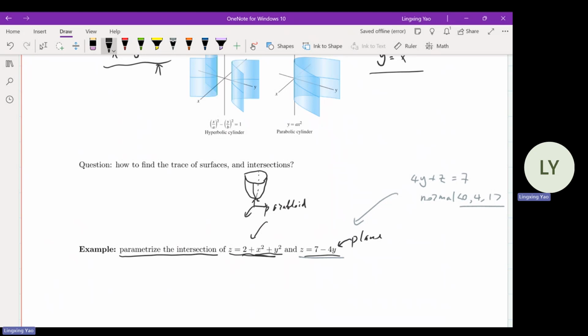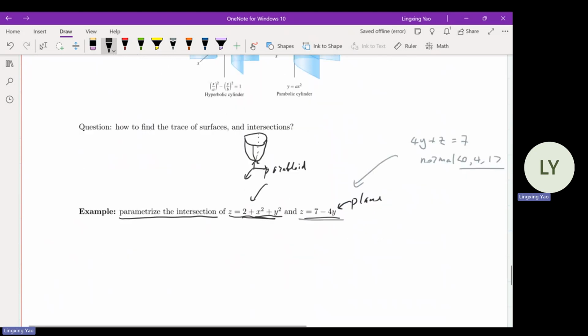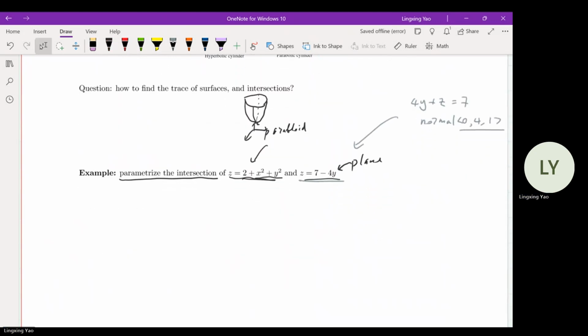Okay, so how would you parameterize the intersection of those two surfaces? What is the intersection? We have to answer that question. The intersection in terms of geometry is a collection of points on both surfaces.